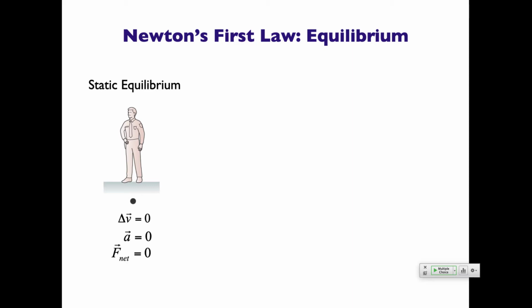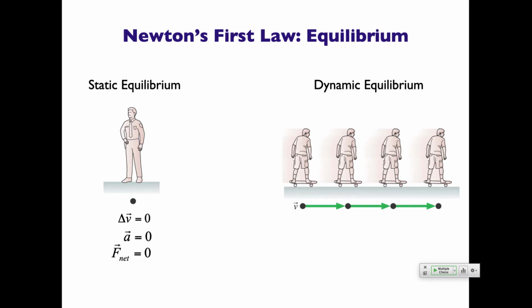But we also have something called dynamic equilibrium, and dynamic just means moving, where you have a constant speed, but your change in speed is 0, meaning your acceleration is still 0, and your net force equals 0. So what we mean by equilibrium is really that our acceleration is 0, and therefore our net force is 0, because that means the same thing in physics. Because in order to have acceleration, you have to have force.